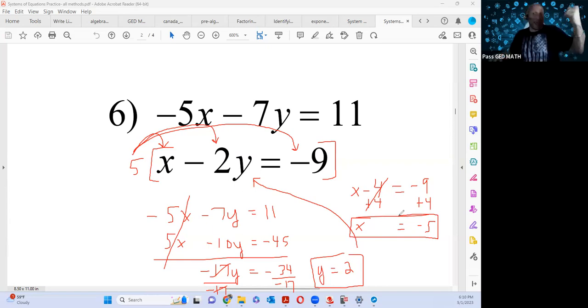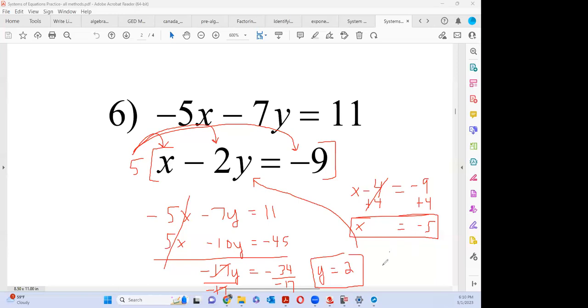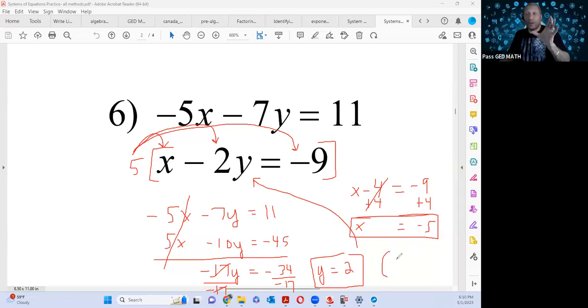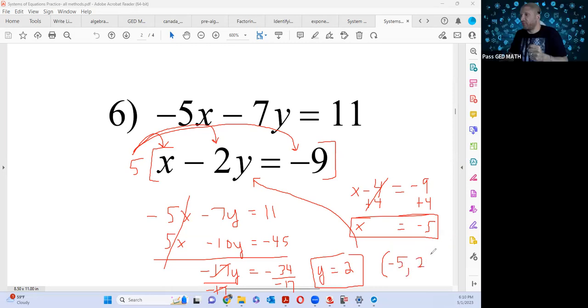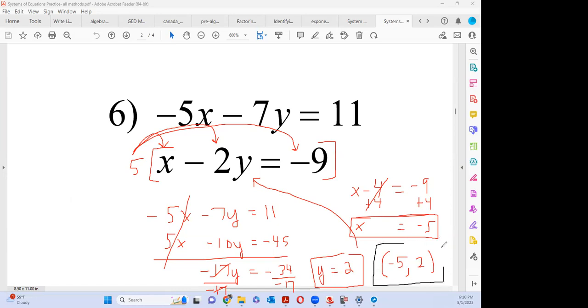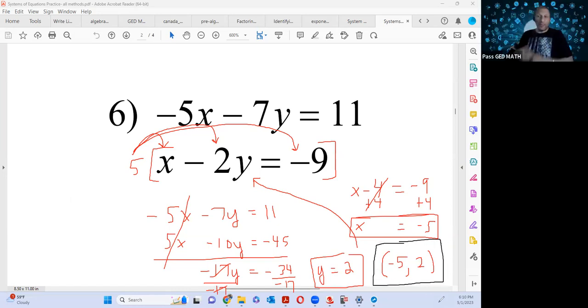So again, if they ask you for x, you have an answer. If they ask you for y, you have the answer. But if they ask you for the solution to the system of equations, you need an x and a y. So not 2, remember, it's x, comma, y. So it's negative 5, comma 2. That would be your final answer. Remember, x, comma, y. That's how you solve a system of equations.